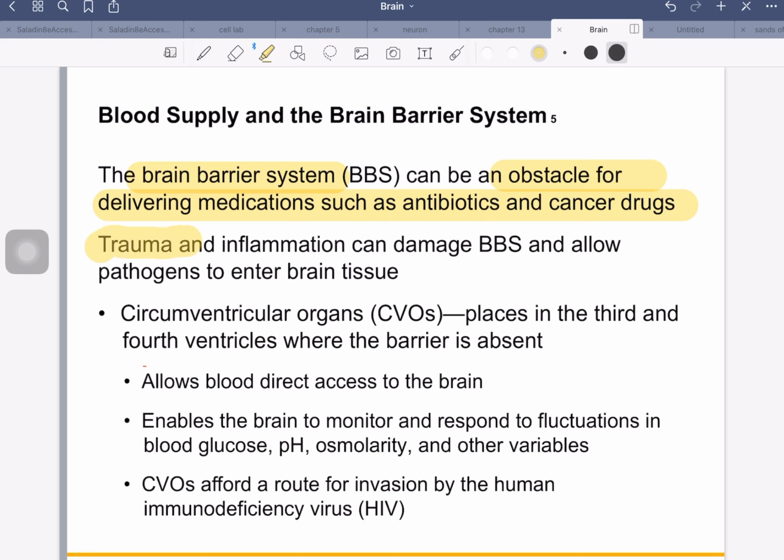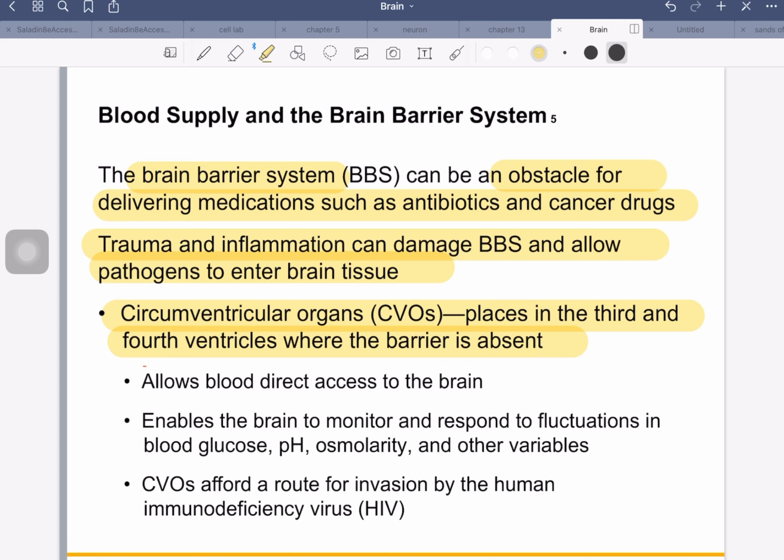Now, trauma and infection can actually damage the BBS and allow pathogens to enter. There's certain places called the CVOs, which is circumventricular organs. And these are in the third and fourth ventricle where there's no barrier. We'll talk more about these when we get to the respiratory system.